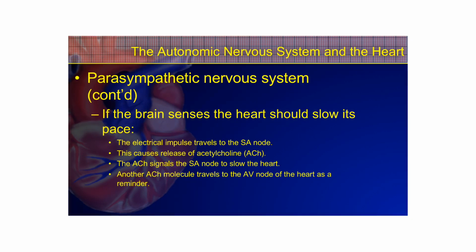If the brain senses that the heart should slow its pace, it sends an electrical impulse down the vagus nerve all the way to the SA node. So the brain says, okay, we need to slow the heart down, as it would when you're doing a Valsalva maneuver that we were just talking about. It'll send that impulse all the way to the SA node. The electrical impulse stimulates the release of acetylcholine, again, another neurotransmitter, and then acetylcholine signals the SA node to decelerate the heart rate. Another acetylcholine molecule will travel to the AV node, ensuring that no additional impulses get through.